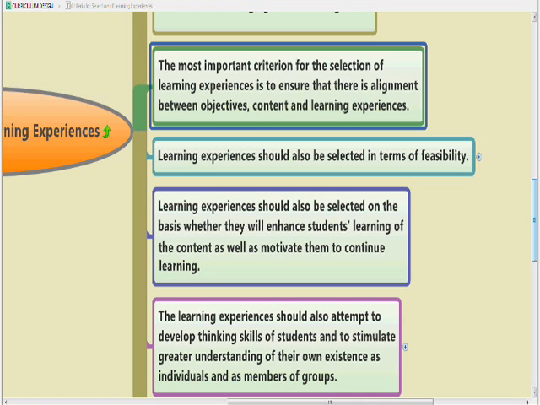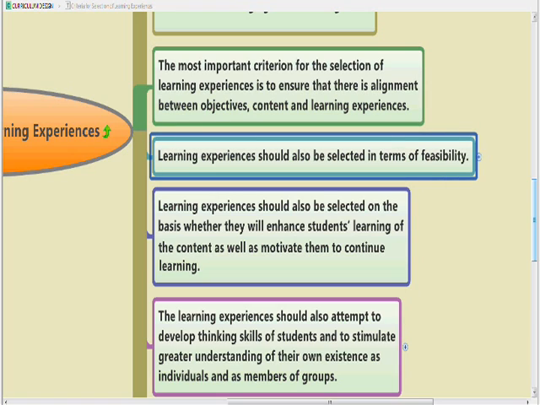See, you have an objective, you have a particular body of content, and you have designed a learning experience. If they all don't sit together and gel harmoniously, it will be completely disjoint. The learning activity will not naturally bring the content alive. When the content is not alive, the objective cannot be achieved. Okay. Now the next notion: learning experience should be selected in terms of feasibility.